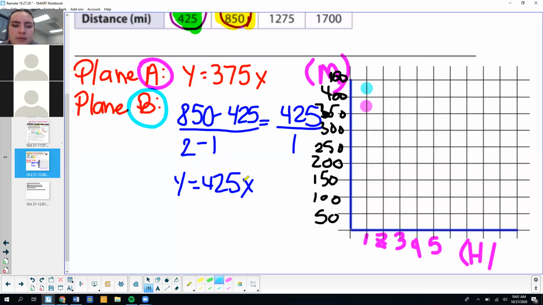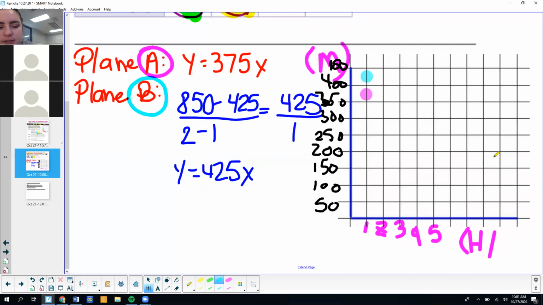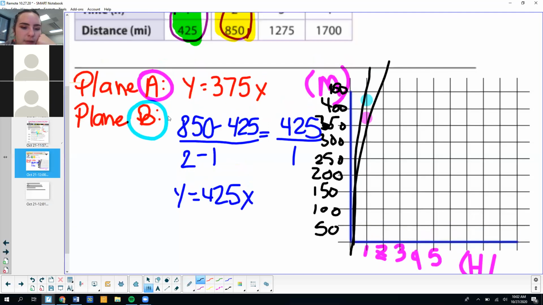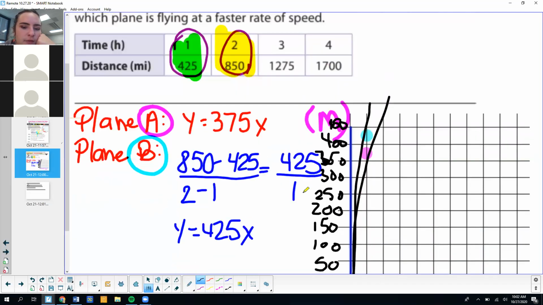Because plane B is moving at a faster speed, the lines that we would draw for their proportional relationship, oh, that's not a great line, it's because I don't have a ruler, but plane B would ultimately go further. So which one's flying at a faster rate of speed? 425 miles per hour or 375 miles per hour? 425 miles per hour is faster.